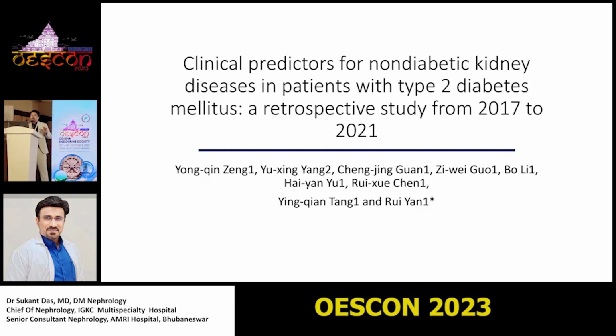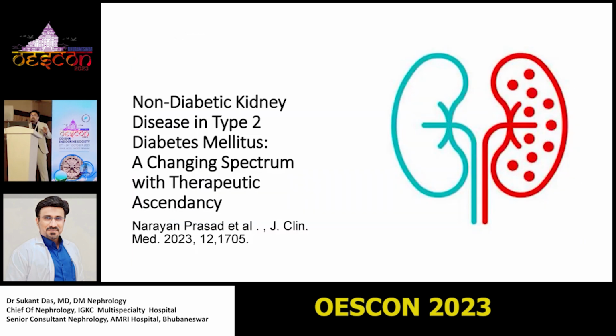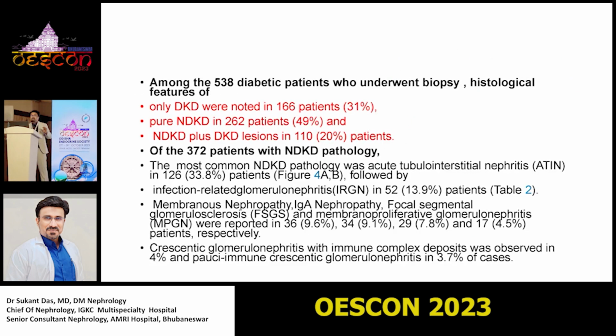And in another study which was done in India at SGPGI, Lucknow, a retrospective study from 2005 to 2022, almost a period of 17 years, more than 5,000 kidney biopsies were taken, out of which 538 patients had diabetes. They found that nearly 50% of patients had non-diabetic kidney disease, 30% of patients had diabetic kidney disease, and 20% of patients had both diabetic kidney disease and non-diabetic kidney disease. So that combines to around 70% of patients who had both diabetic and non-diabetic kidney disease.